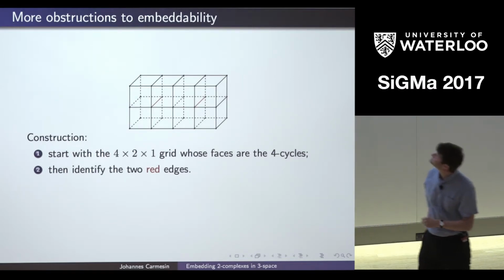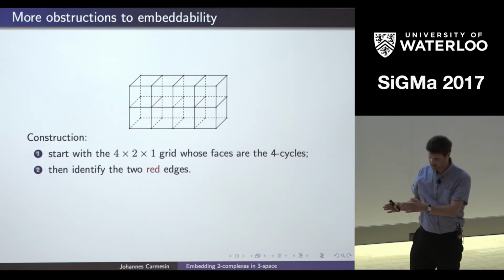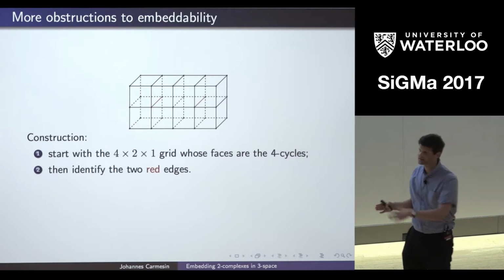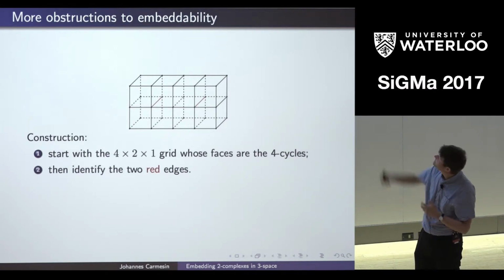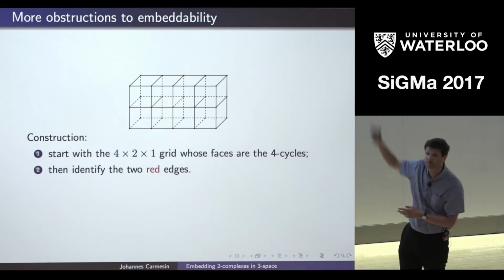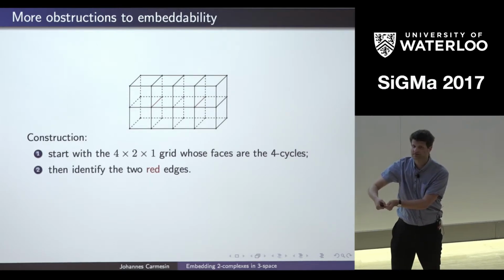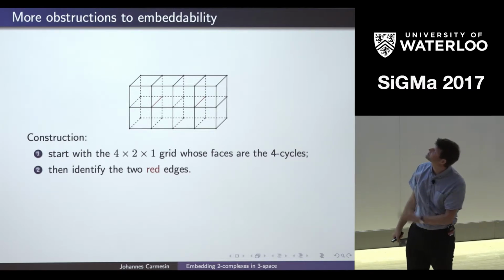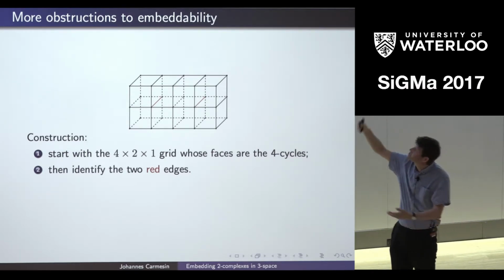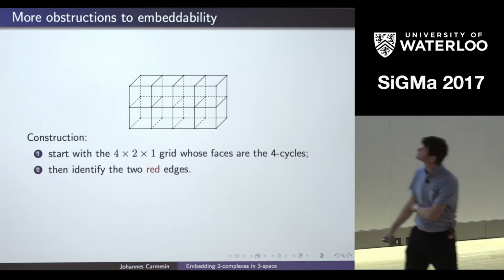You start with the 4 by 2 by 1 grid, just as depicted in the figure, and you glue faces on all the 4-cycles of that graph. This gives you a 2-complex, and here you just see an embedding of that 2-complex in 3-dimensional space. But now what we're going to do is take the 2 red edges in the figure and identify them. You can't do that while preserving an embedding in 3-space. As it turns out, when you identify these 2 red edges, you are no longer embeddable. Somehow these faces have to cross.